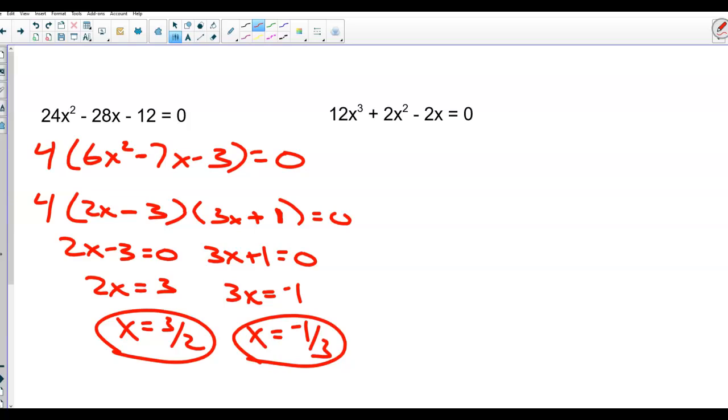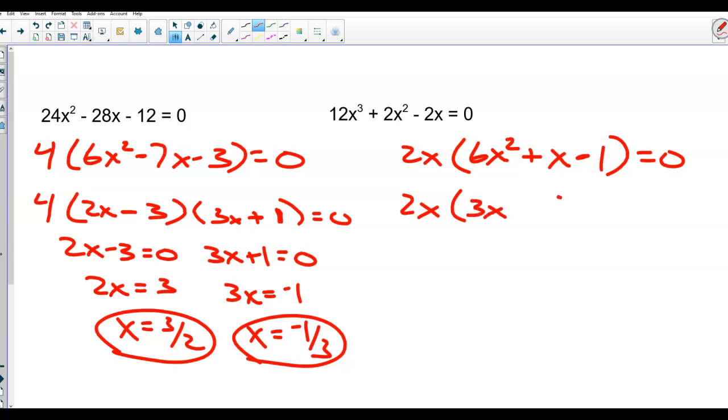Our second one, I can pull a 2x out of this. And I'm now left with 6x squared plus x minus 1. If you pull the entire term out, you have to leave a 1 behind. And let's be honest, we haven't learned how to factor x cubes yet. So if you see an x cubed, it's an automatic sign. I'm going to have to pull an x out as well. Now we factor.